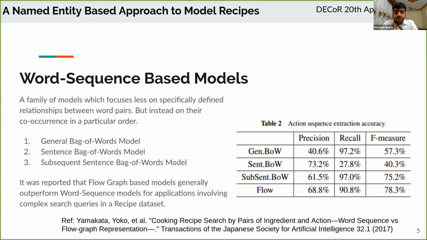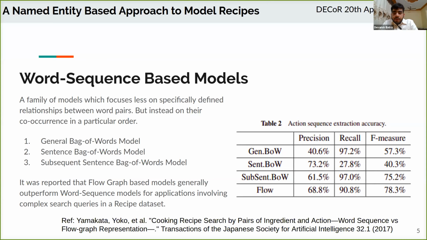There are three major types of approaches which have been taken in literature using word-based sequence models: the general bag of words model, which most of us would be familiar with, a sentence bag of words model, where the temporary vocabulary is limited to the sentence, and a subsequent sentence bag of words model, which does not employ the whole recipe text at an instant, but only a subset of it.